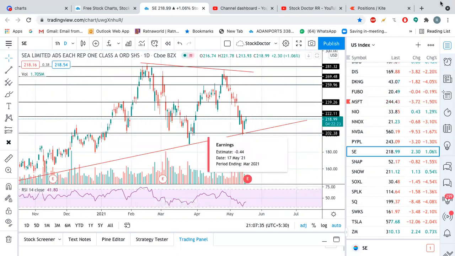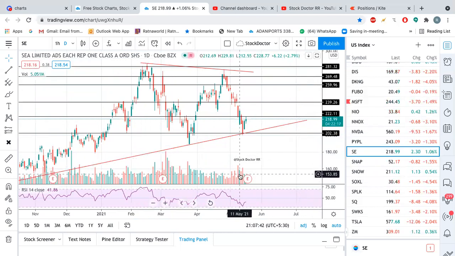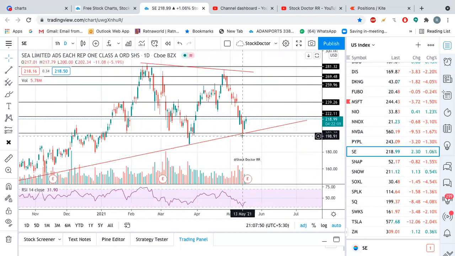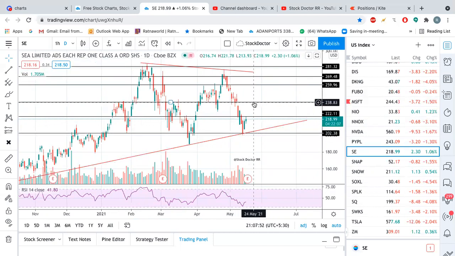And it has earnings on 17th May. So yes, if it has the earnings today, then definitely if somebody wants to play for the earnings, then one can take a position right now also, keeping the stop loss of 202 on the closing basis for the first target of 238. And if it sustains above 238, then it might go towards 252.